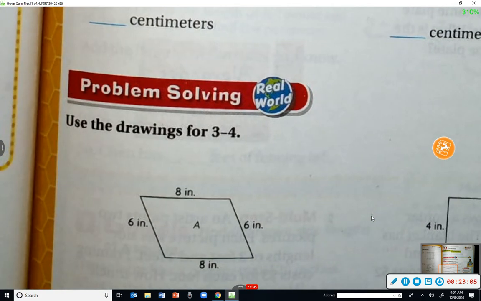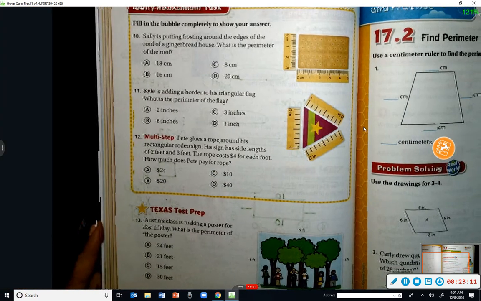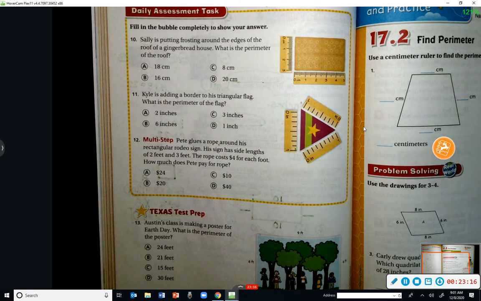So let's flip to the last page. There's 10, 11, 12, and 13. We're going to do just like we did yesterday. I want you guys to work these out on your own to see what you've learned, if we understand what we're doing, showing your work, and then we'll come back and check it together.